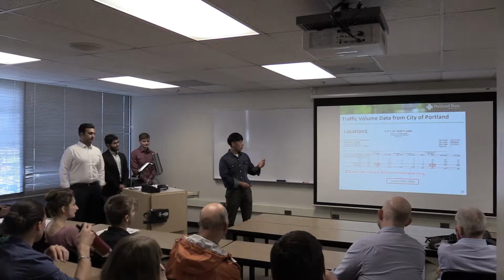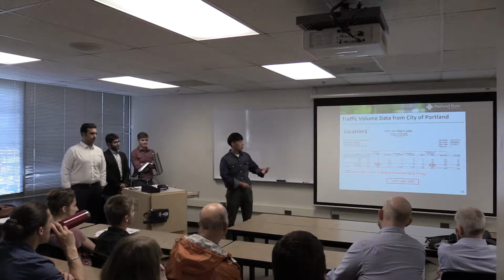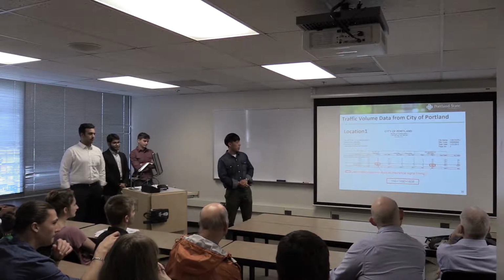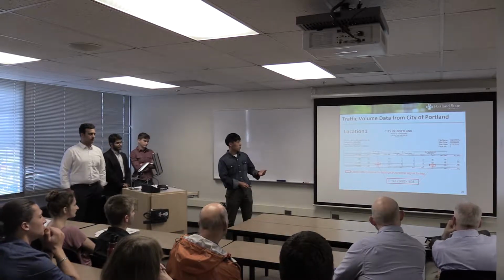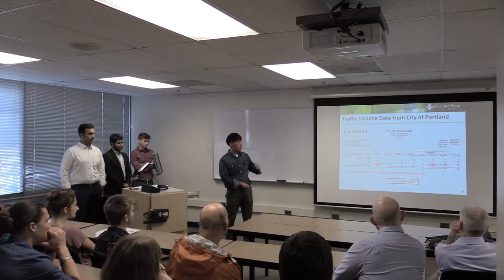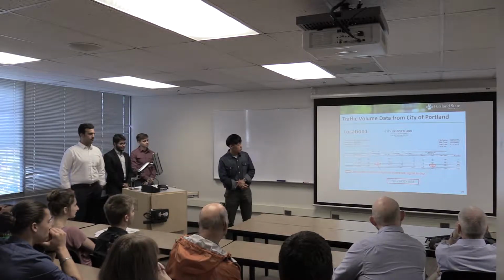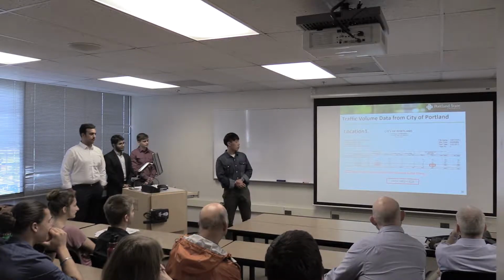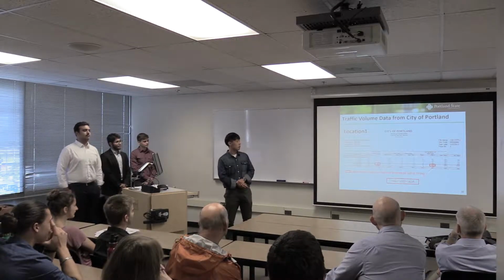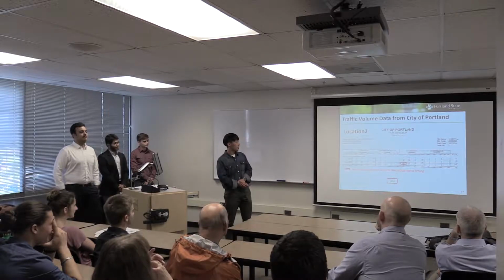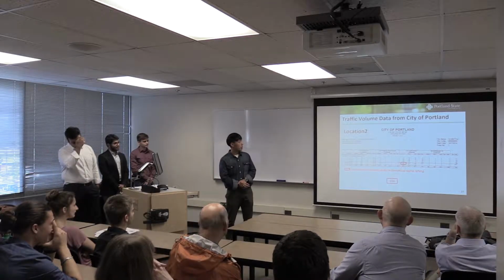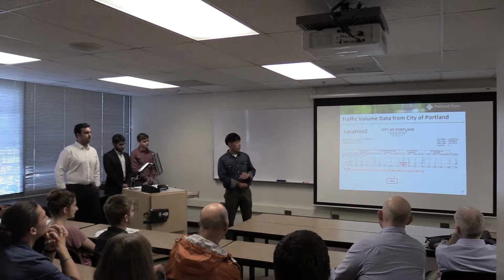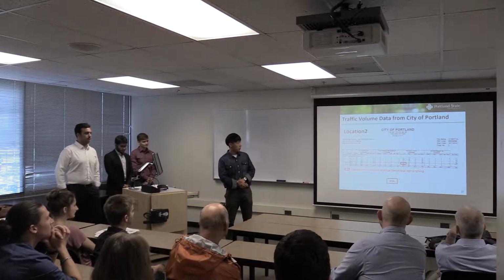So for location 1, since the southwest 1st Avenue was the one-way street, we take the traffic volume of vehicles which take the left turn here, and then we also took the traffic volume for southwest Madison Street, and then we made summation of those traffic volumes. For location 2, we only measured traffic volume approaching to the Hawthorne Bridge, which is right here.